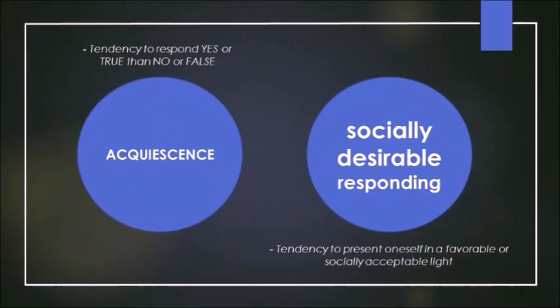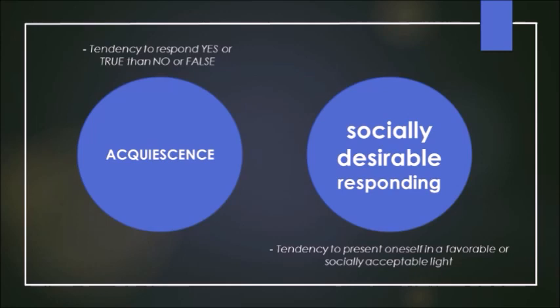Like, for example, there are people who tend to respond yes or true to all of the items or most of the items instead of giving the opposite answer, which is no or false. And that's what we call acquiescence. What you're maybe more familiar with would be what we call socially desirable responding, or the tendency to present oneself in a favorable or socially acceptable light. So, it yields inaccurate results, but it is typically observed when the questionnaires or measures can yield results that can be judged morally.